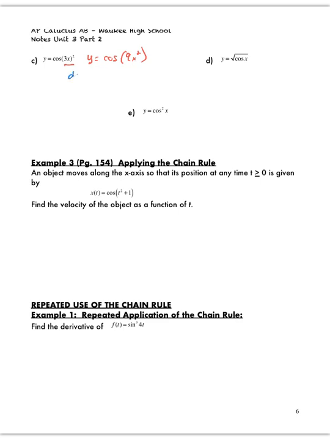So the derivative with respect to x is going to be negative sine of 9x squared times 18x. And that is about, once again, as far as you want to take it. Okay? So for part D here, I'd turn this into a power of 1/2, just like I've done everything else to this point. Turn it into a power of 1/2.